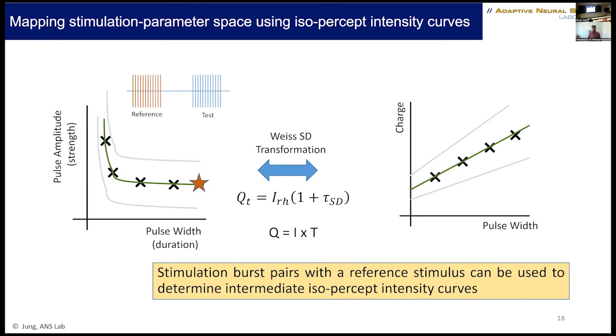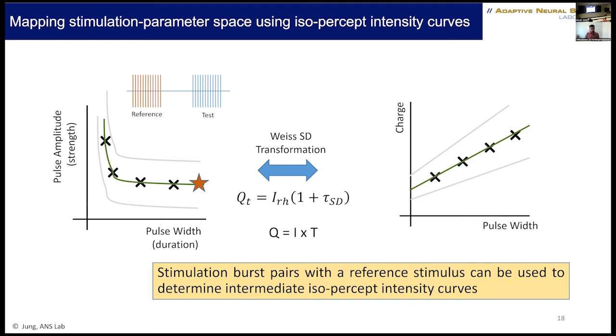Now, in order to find the intermediate intensity curve, what we use is a burst pair where we have a reference stimulus and the subject is asked to adjust the amplitude of the test stimulus so that the intensity elicited by both the burst pairs feels the same.